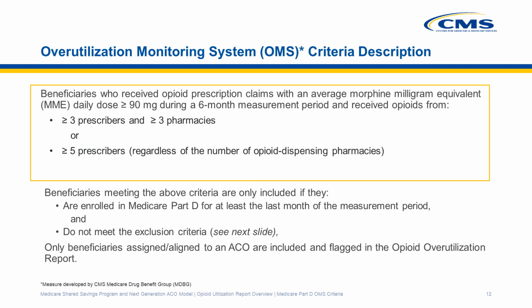The first member-level flag in the Opioid Utilization Report identifies beneficiaries who met the Overutilization Monitoring System or OMS criteria. The OMS criteria identifies beneficiaries who received opioid prescription claims with an average morphine milligram equivalent, or MME, daily dose of greater than or equal to 90 milligrams during the past 6-month measurement period and either received opioids from greater than or equal to 3 prescribers and greater than or equal to 3 pharmacies, or from greater than or equal to 5 prescribers regardless of the number of dispensing pharmacies.